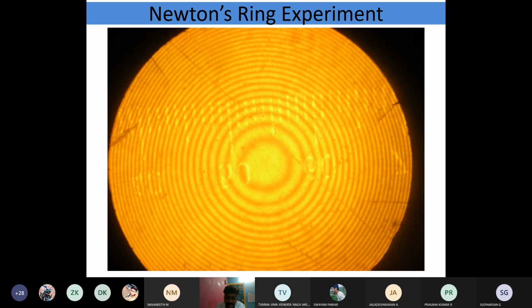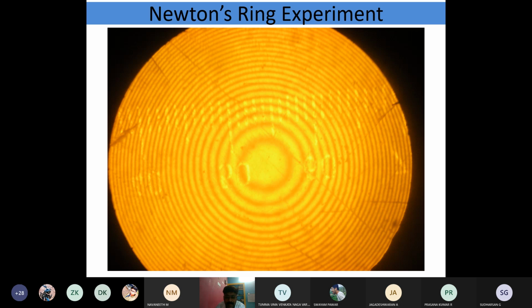Here we can see the circle. Inside the circle, we have n number of layers. We can see n number of circles inside this whole circle: the center, then the first circle, second circle, third circle, fourth circle.